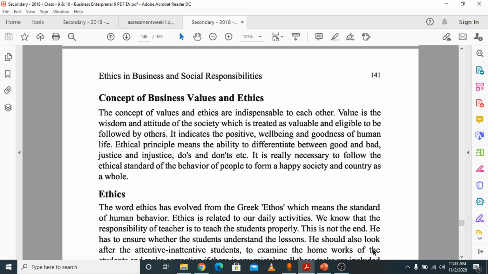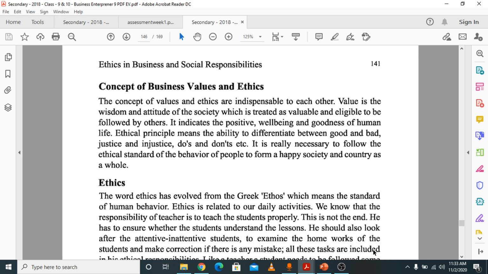And ethics means the feelings or the ability of identifying which is correct and which is not correct. This feeling, or you can say ability, is called ethics. Ethics means you have to be able to differentiate between good and bad, and justice and injustice.